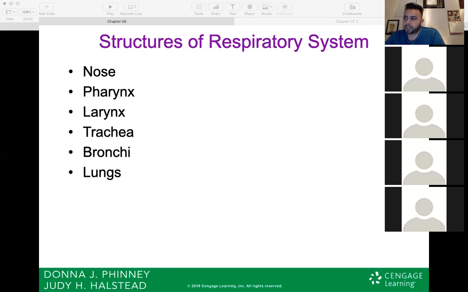So talking about the structures of the respiratory system, this supplies the body with oxygen through inhalation and eliminates carbon dioxide through exhalation. Air is inhaled through the nose and the mouth and brought into the lungs where it is absorbed into the bloodstream and carried through all the body's cells.